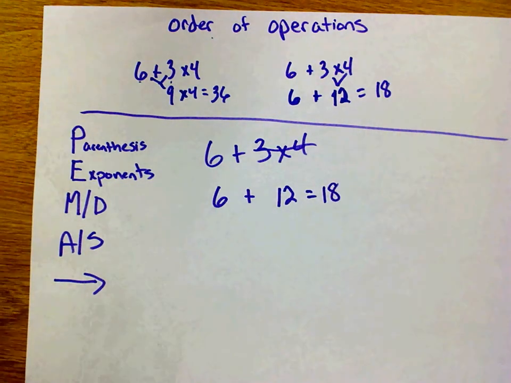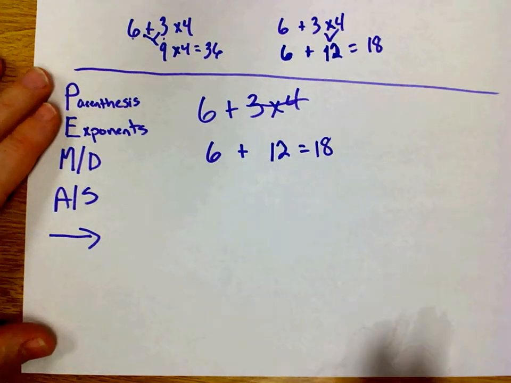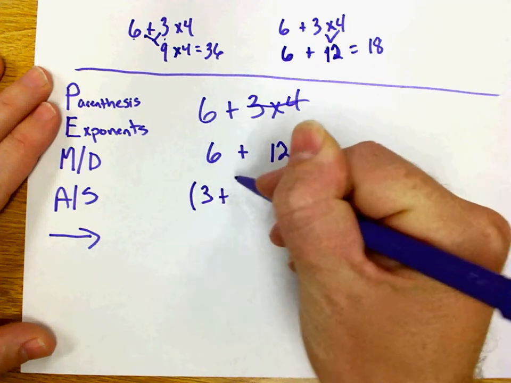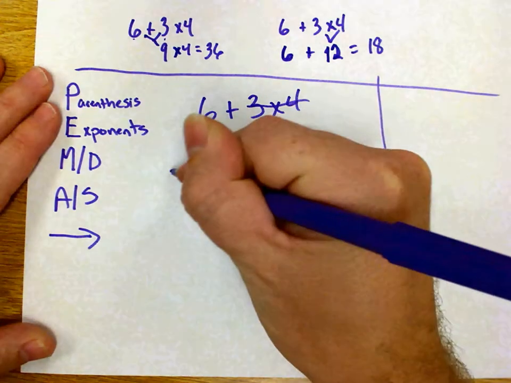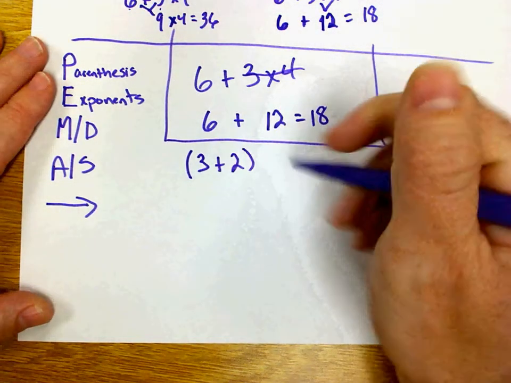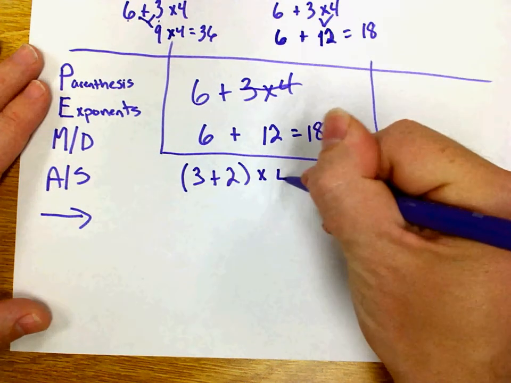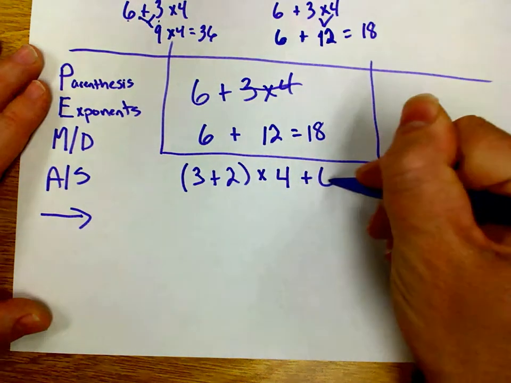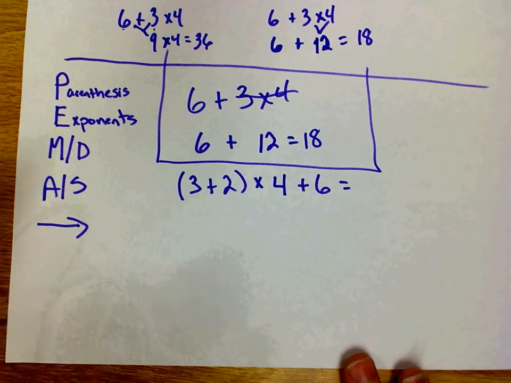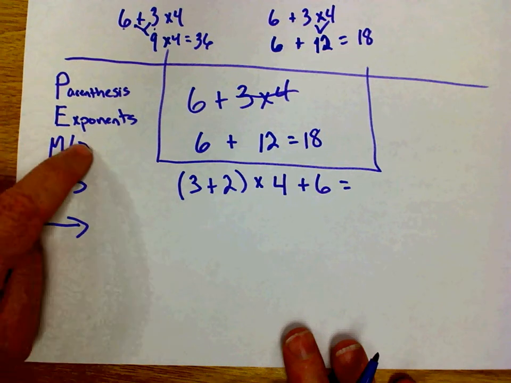Now, let's say we wanted to do one that had some parentheses in it, and I did something like 3 plus 2. Let's go ahead and block this off here. 3 plus 2 times 4 plus 6 equals. All right. First thing we do, go right to the top. Please Excuse My Dear Aunt Sally.